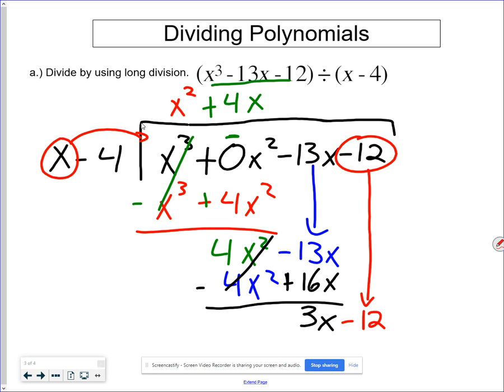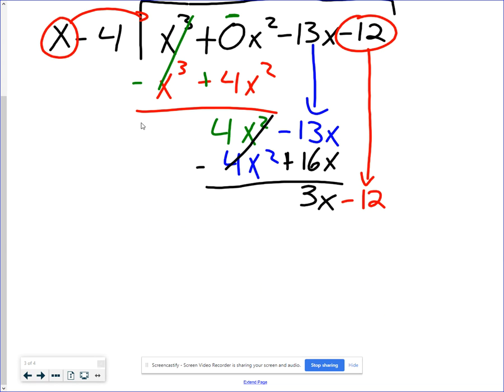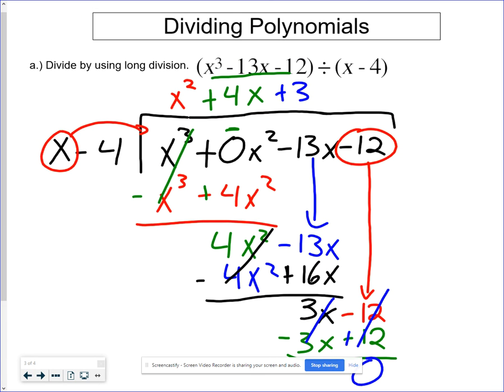And now, how many times does x go into 3x? It goes in 3 times. So 3 times x is 3x, and then minus 4 times 3 is minus 12. So when we flip our signs, we have a minus 3x and a plus 12. So 3x minus 3x is 0. Negative 12 plus 12 is 0. So this doesn't have a remainder. So this is what our answer should be.